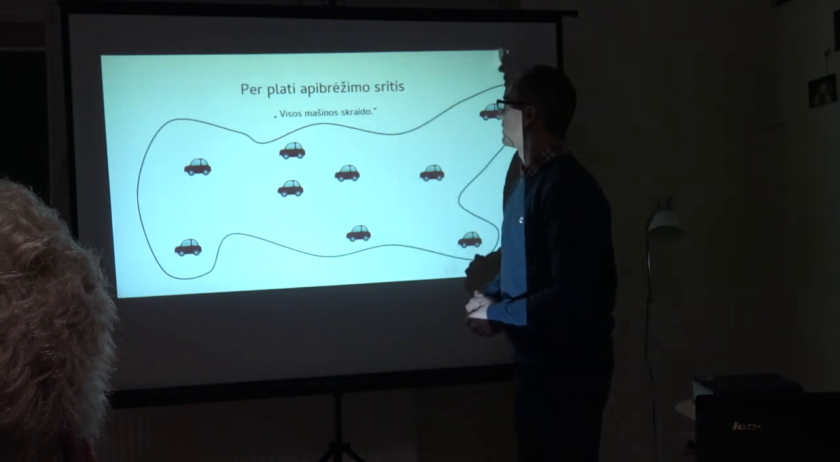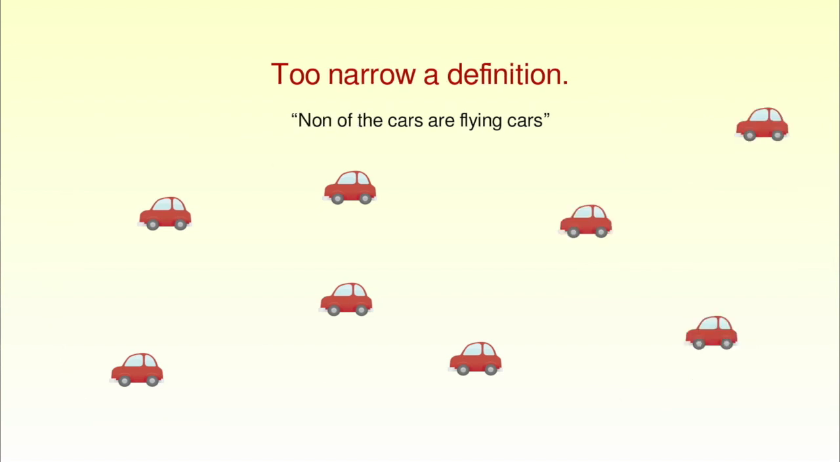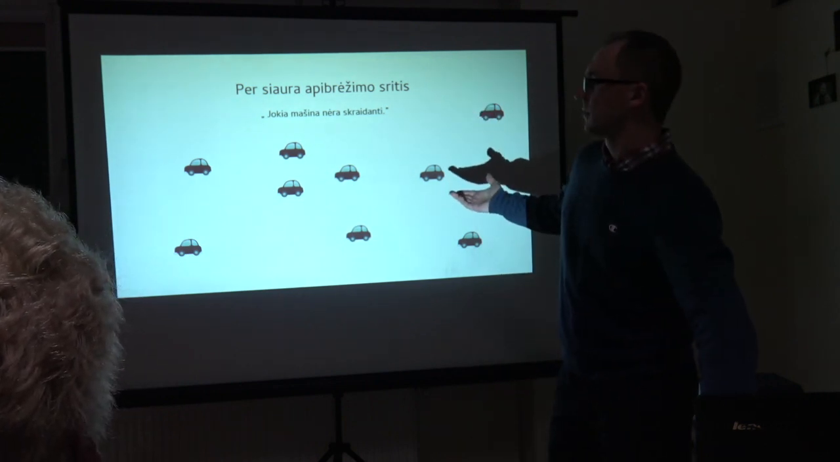There are also overdefinitions, like we take too much of the thing. Like all the cars are flying cars. None of the cars can escape the definition. But we also have the extreme when we say none of the cars are flying cars. So none of the cars can enter the flying zone. None of the cars can enter the narrow definition. So it's some kind of absolutism.